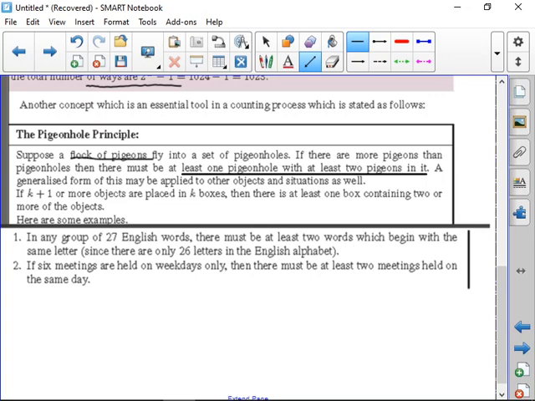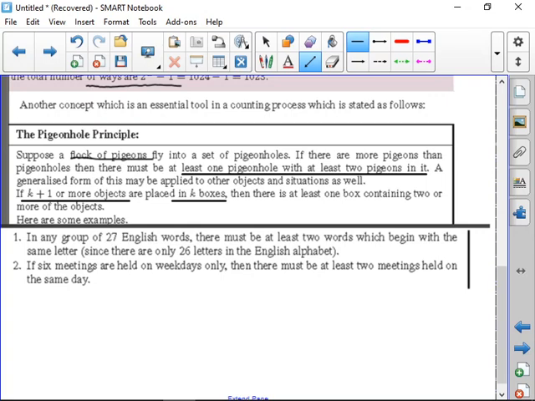So, if there are k plus 1 objects, k plus 1 or more objects placed in k boxes, then there is at least one box containing 2 or more objects. Okay, so here k plus 1 or more objects are there and there are only k boxes. So, there will be at least one box which has more than one object. Okay, so here there are a few more examples.